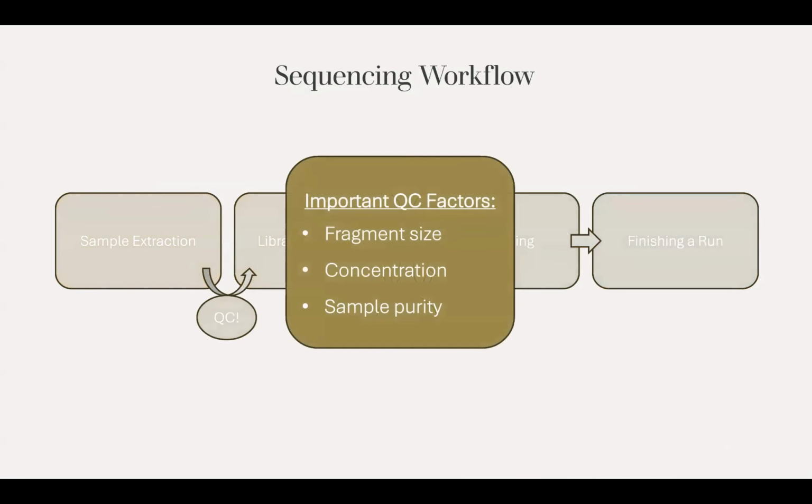Some critical QC factors to consider are fragment size. If you're doing whole genome sequencing and you're looking for these ultra long reads, you want to make sure that your fragment sizes are to your expectation. Same for RNA, making sure that your fragment size is in line with high quality, not ultra fragmented molecules. Concentration of your sample: if your concentration is too low, then you're probably not going to get robust output. And then sample purity, which I'll talk about a little bit later.